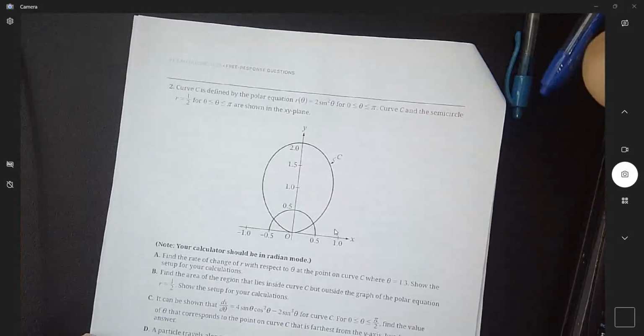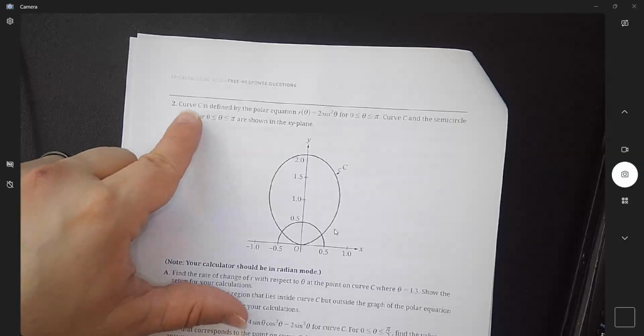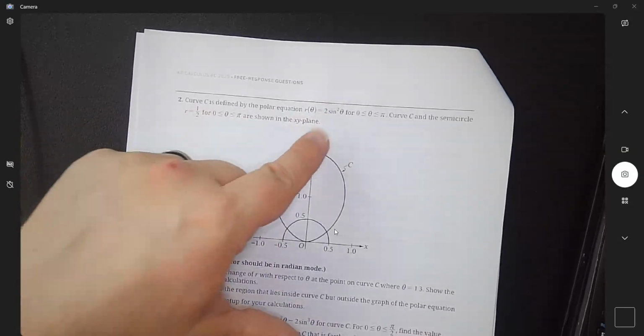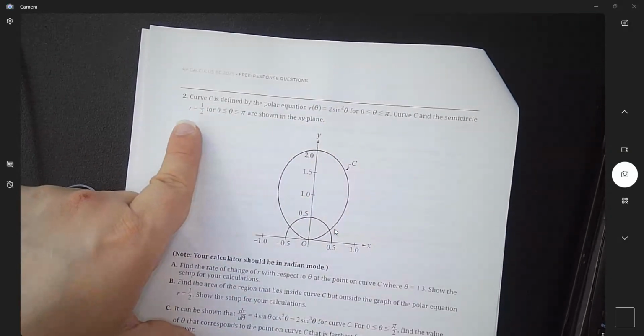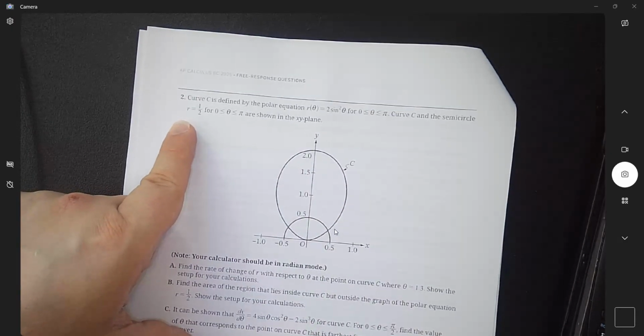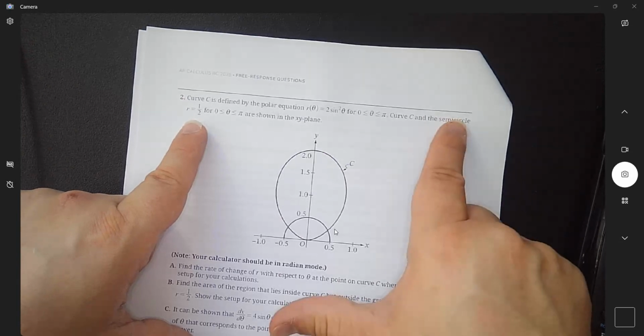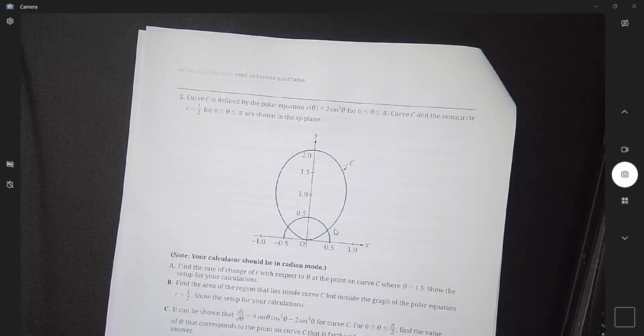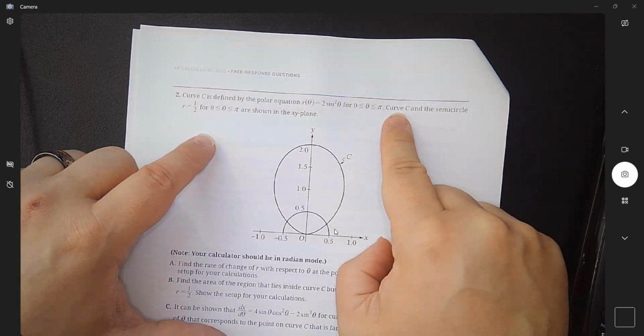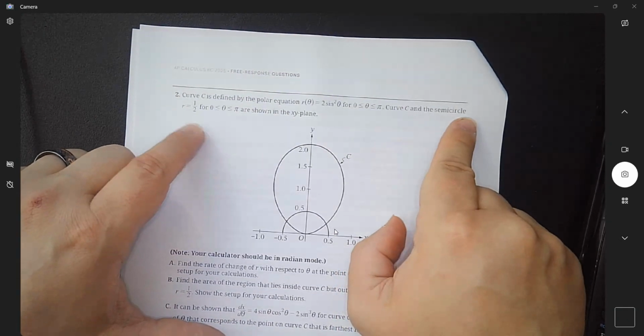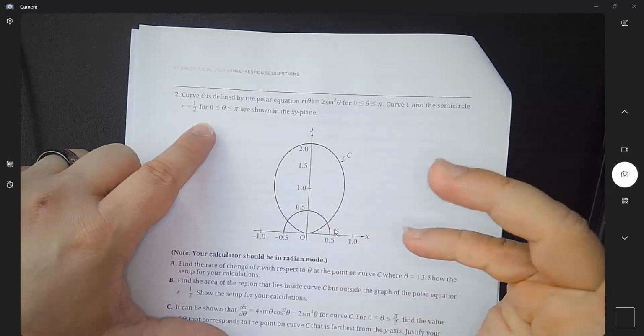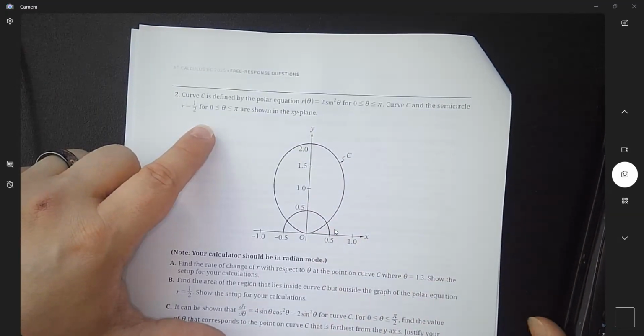Now let's look at what the BC kids had to do. They had to do a polar function here. Curve C is defined by the polar function, and curve C is a semicircle. Wait a minute, what? Oh, curve C and this. I'm getting allergic. Excuse me. Jeez. I'm really allergic to polar functions. Curve C and the semicircle. I thought they were calling this curve C also. It's like you can't name something the same thing twice. That's ridiculous.